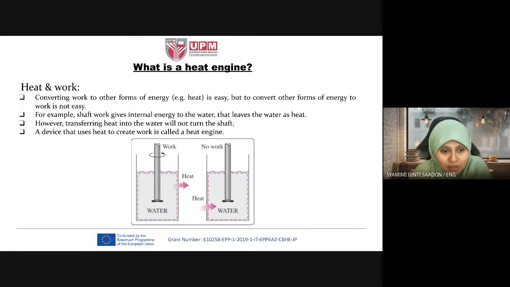A device that uses heat to create work is called a heat engine. Since we cannot reverse the process, the internal energy from the water cannot rotate the shaft back. So we need some sort of device that can use this heat within the water to create work back to the shaft here, for example.